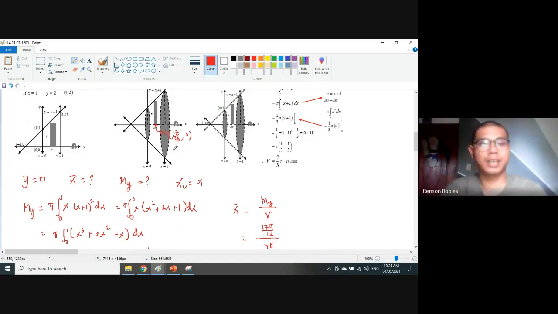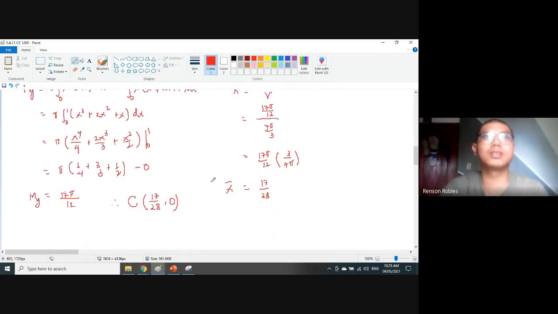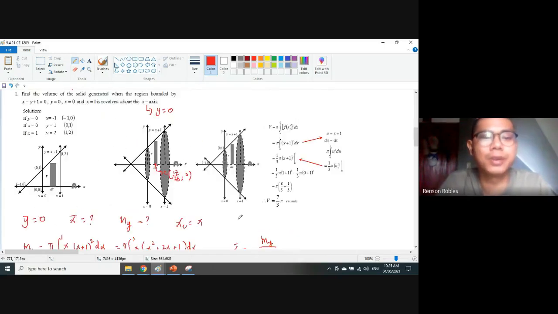Okay. This is easier than the centroid for area, because there we are computing for the components, bar x and bar y. But in volume, we only need to compute one component of the centroid. It's either bar x or bar y.